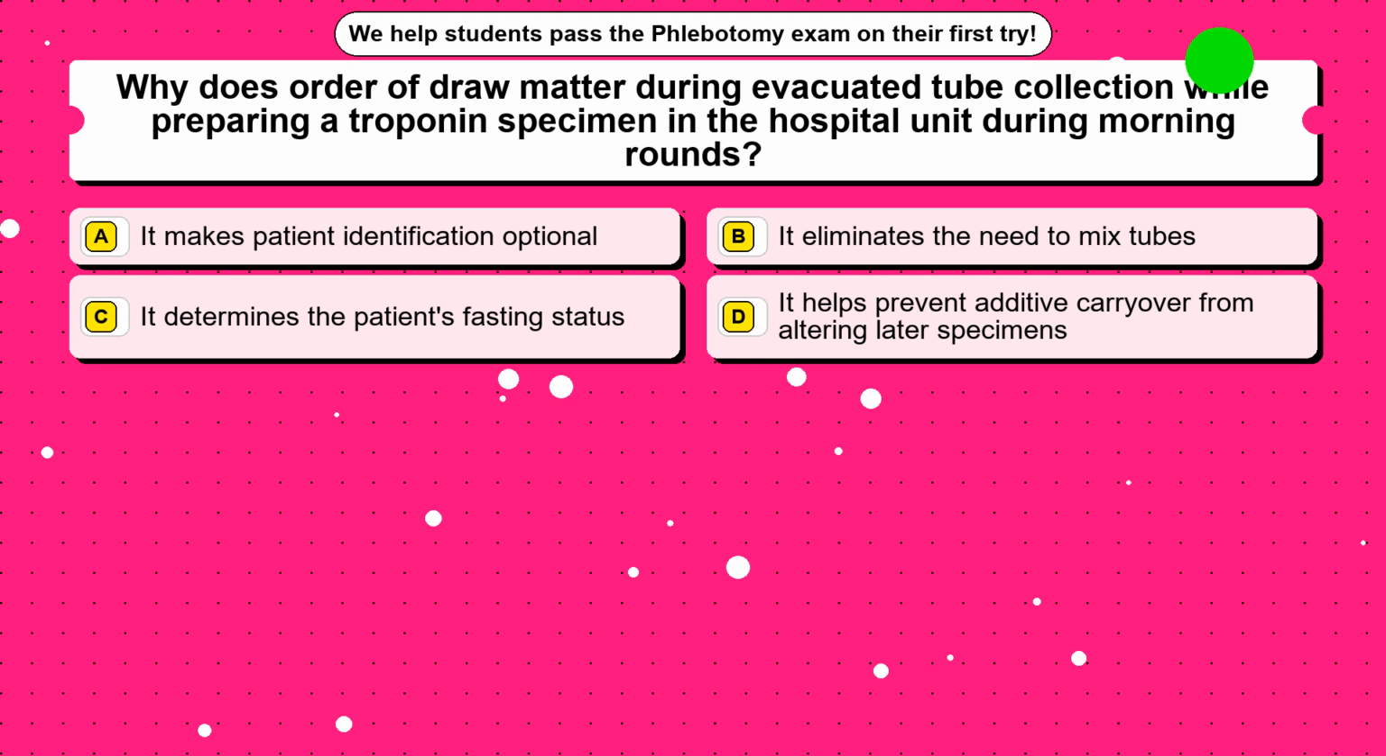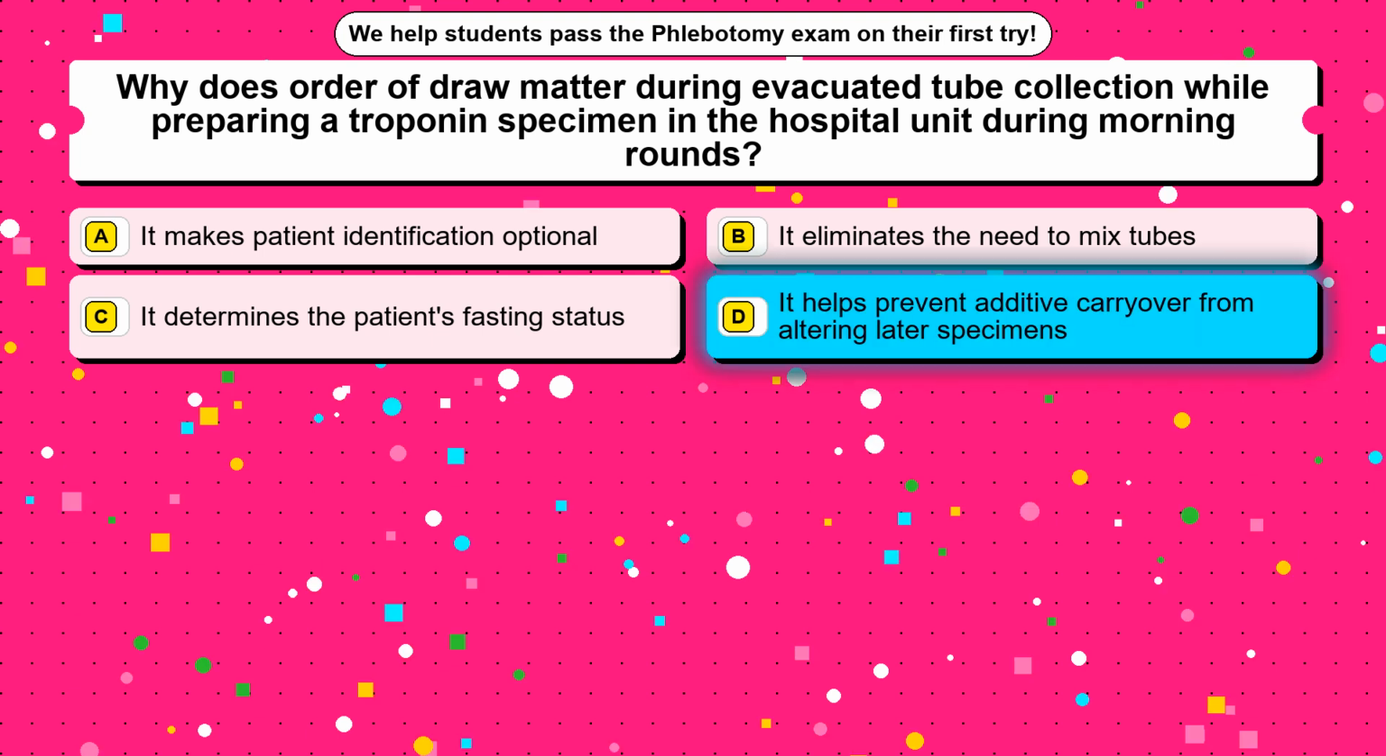Question 23. Why does order of draw matter during evacuated tube collection while preparing a troponin specimen in the hospital unit during morning rounds? Option A. It makes patient identification optional. Option B. It eliminates the need to mix tubes. Option C. It determines the patient's fasting status. Option D. It helps prevent additive carryover from altering later specimens.